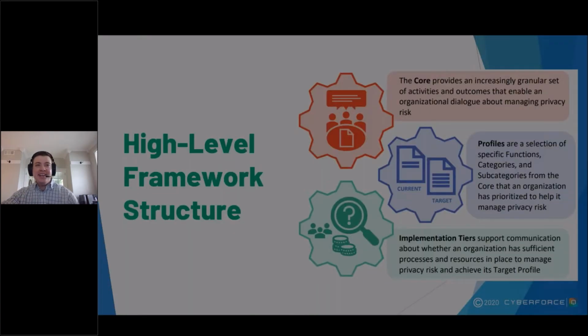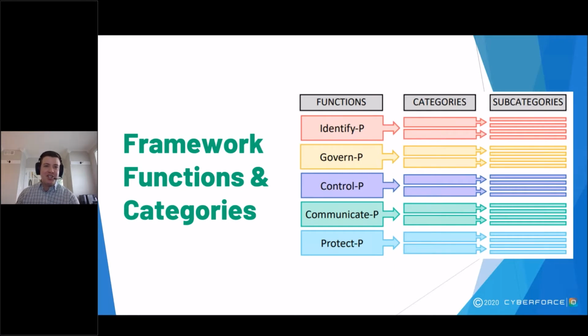Just like in the CSF, there are a couple of different logical layers here. Broadly speaking, all of these privacy activities and outcomes are broken up into 5 different functions. We have identify, govern, control, communicate, and protect. They all have a P attached at the end of the name to differentiate from the very similar names within the cybersecurity framework. I'll give you a very quick explanation of what each of these categories is intended to tackle.